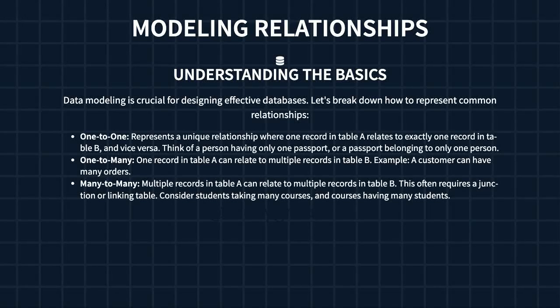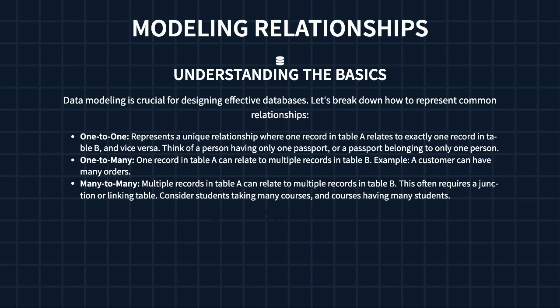Okay, let's talk about modeling relationships. It's fundamental to good database design. We have three main types. One-to-one, where each record in one table connects to only one record in another, like a person and their passport. Then there's one-to-many, meaning one item can relate to several others, like a customer placing multiple orders.